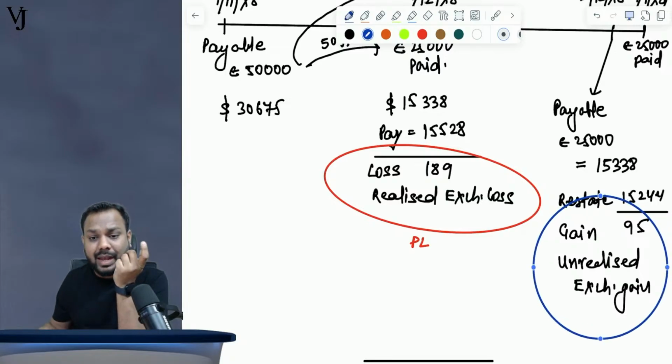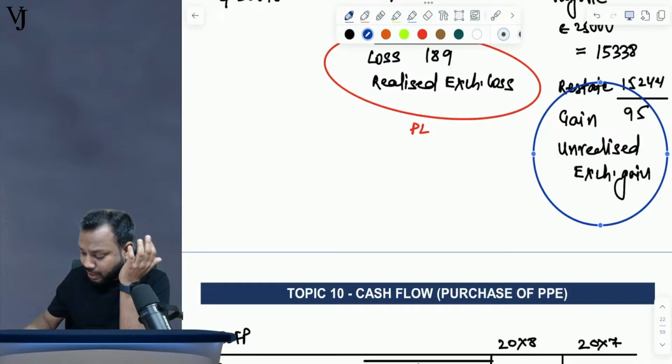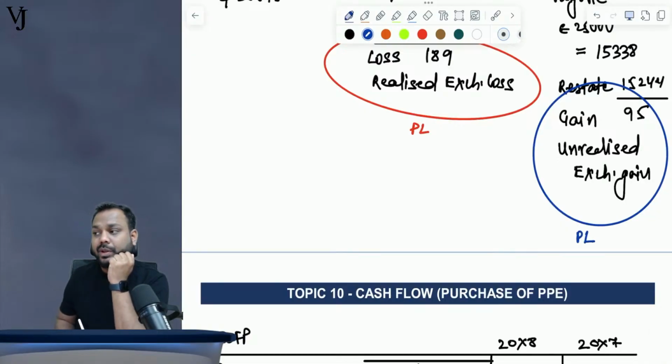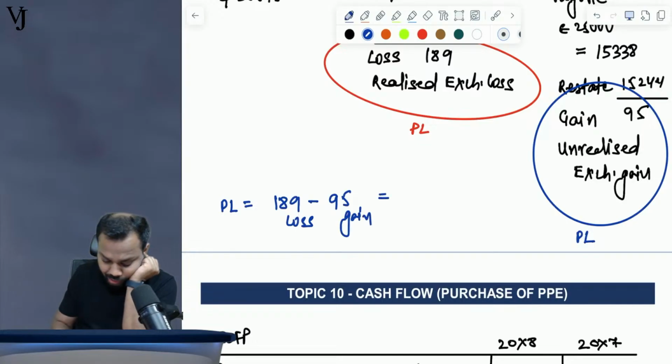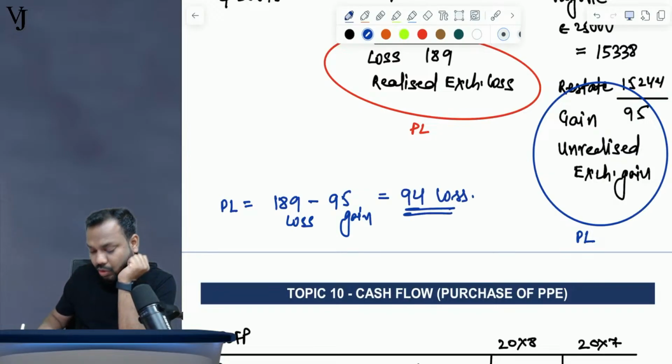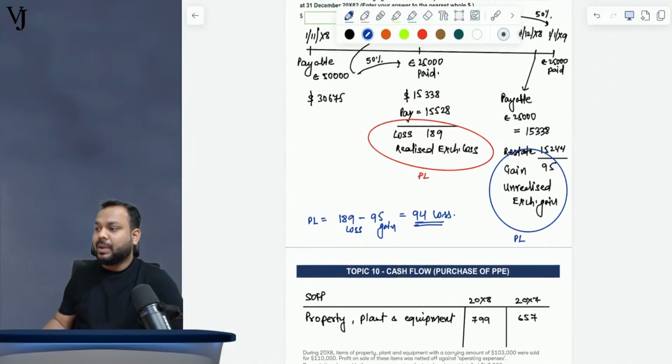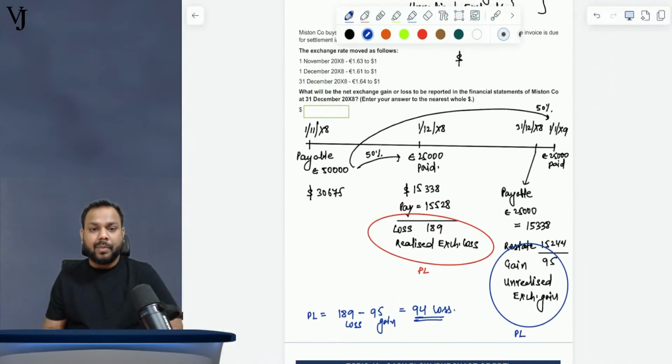But whether it is realized or unrealized, irrespective of that, it will also go to P&L. So in P&L, what is the amount it will record? A 189 loss minus 95 gain. The net amount is 189 minus 95, which is 94 loss, is what we are going to record. I believe it is clear to everyone.